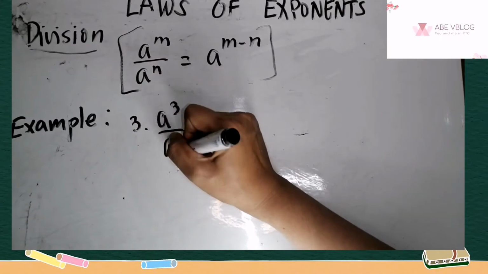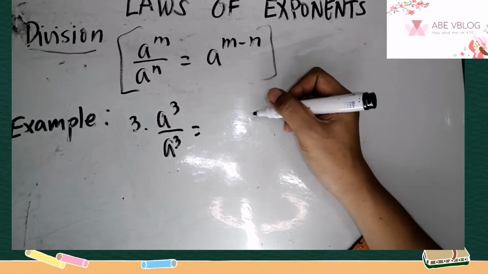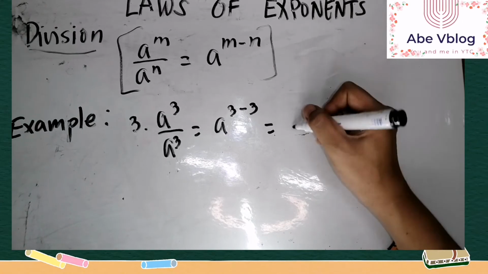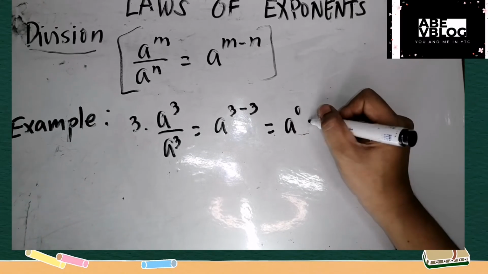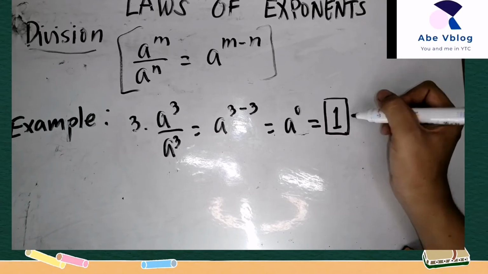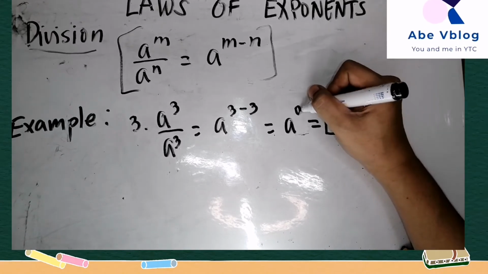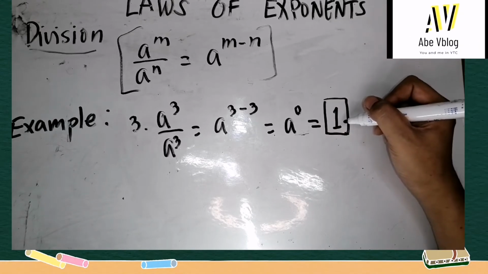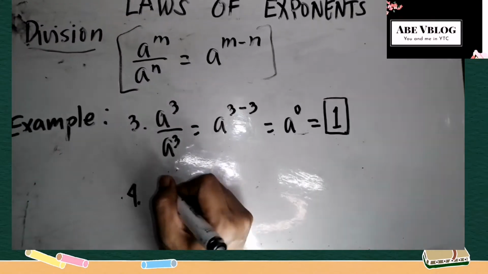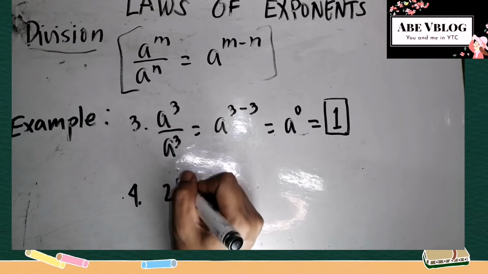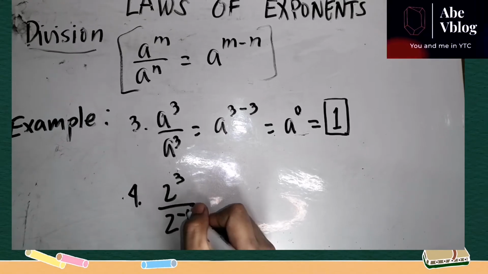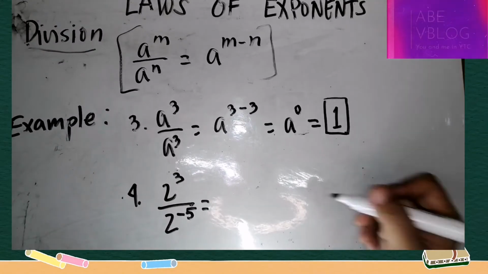So we have a to the 3rd over a to the 3rd. So this is 3 minus 3, so that's a to the 0 power. Then the answer is 1, because if the exponent is 0, automatically the answer is 1. So base to the 0 power is 1. Don't forget that.